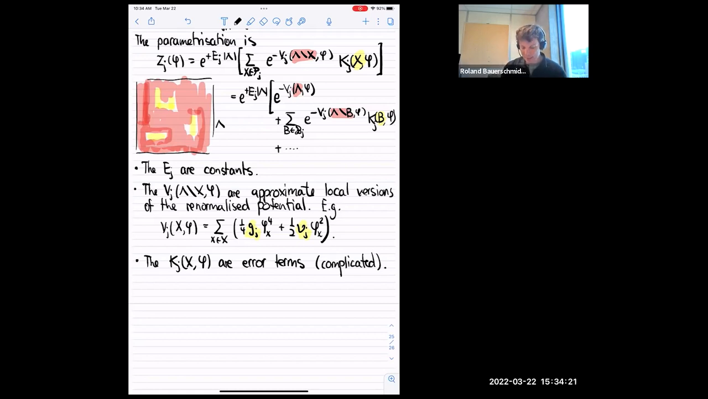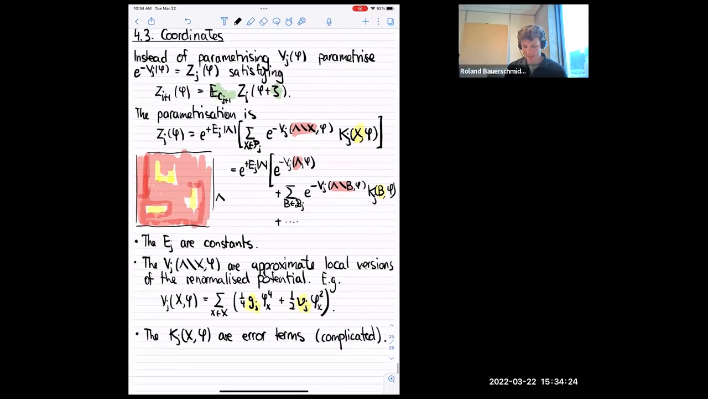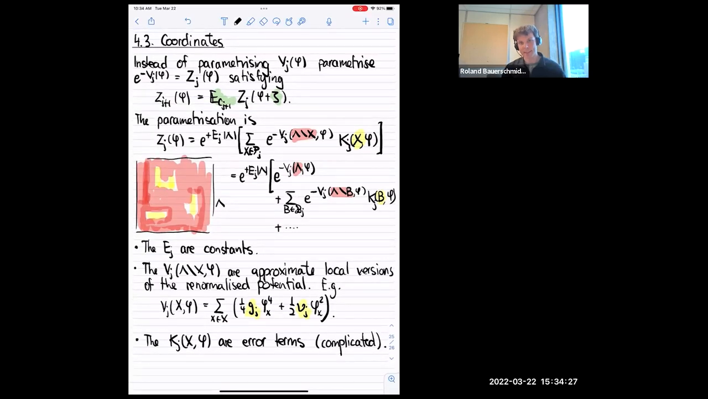Now, can I ask a question? Yes. Is it correct to think that, here you say you don't want to keep the error term in the exponential, you want to keep it like this. But would it be correct to say that if somebody gave you the renormalized potential where the error term is in an exponential, then by expanding that exponential, you would naturally arrive at this representation? Yes, you could do it by expanding the exponential. I'll give an example that I think captures some of what you have in mind.